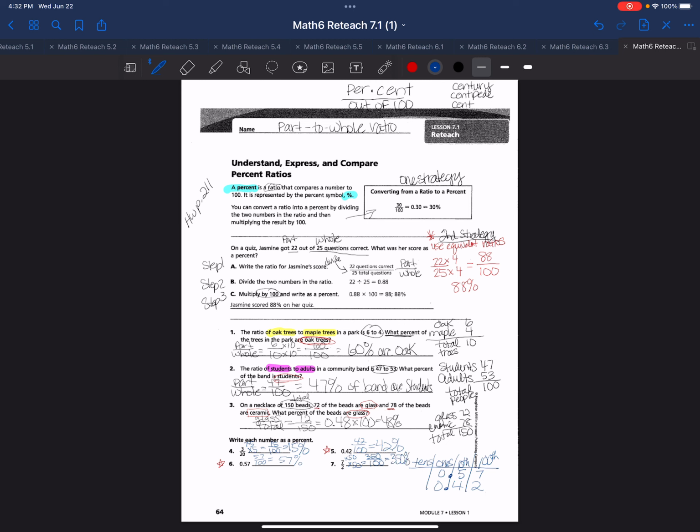This is our lesson for Module 7, Lesson 2, Grade 6.